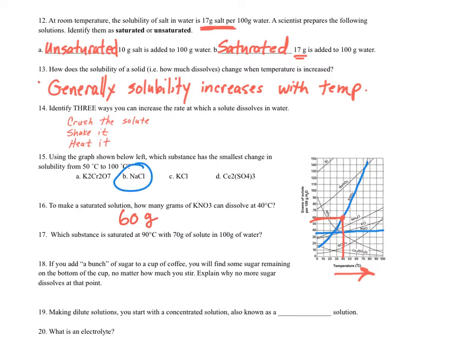Number 17, which substance is saturated at 90 degrees with 70 grams in 100 grams of water? All right, let's take a look at that. Let's see, at 90 degrees, 70, there's 70 right there. 70 grams in 100, that would be NH4Cl. That's ammonium chloride.